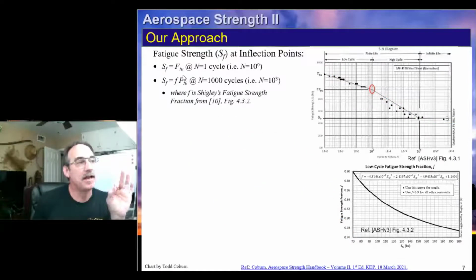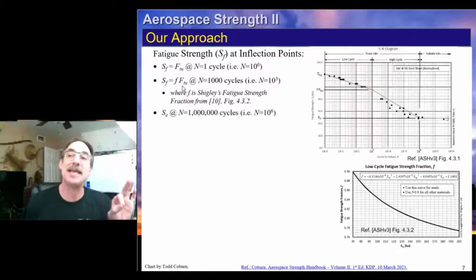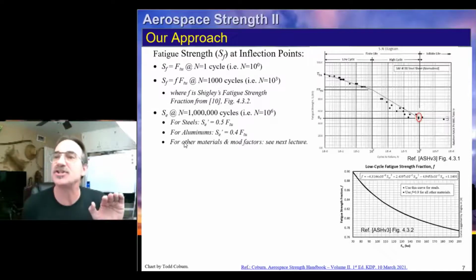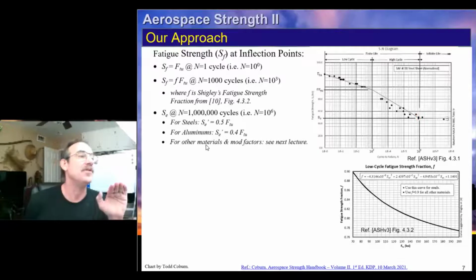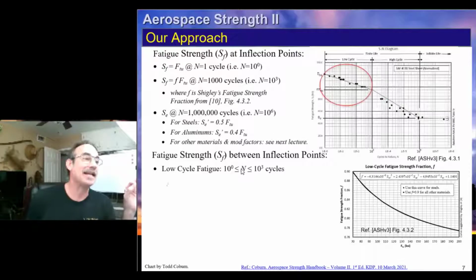So we have our first point at FTU at one cycle. Our second point is at FFTU at 1,000 cycles. Our third point is at SFB at 1,000,000 cycles. So what is the equation of a straight line on log-log paper? Well, if you think back to your prior mathematics, you'll find out that this is the equation of a log-log line.